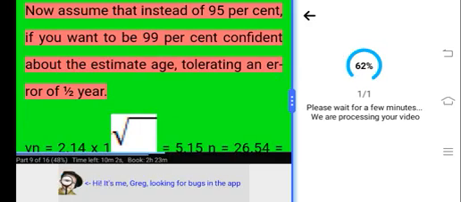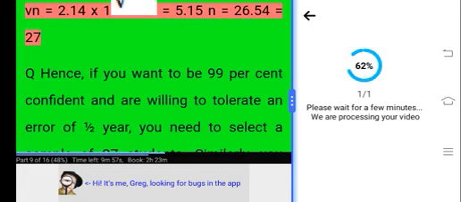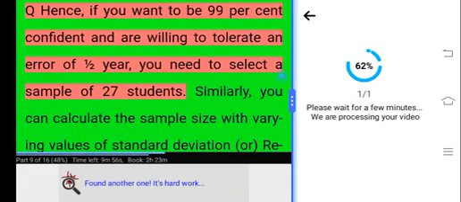Now assume that instead of 95%, you want to be 99% confident about the estimated age, tolerating an error of 1/2 year. Then n equals (2.58 × 1 / 0.5) = 5.15, n equals 26.54, which is 27. Hence, if you want to be 99% confident and are willing to tolerate an error of 1/2 year, you need to select a sample of 27 students.